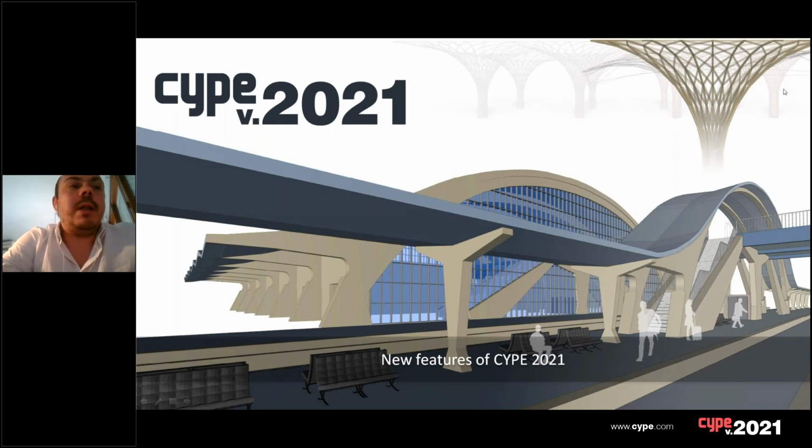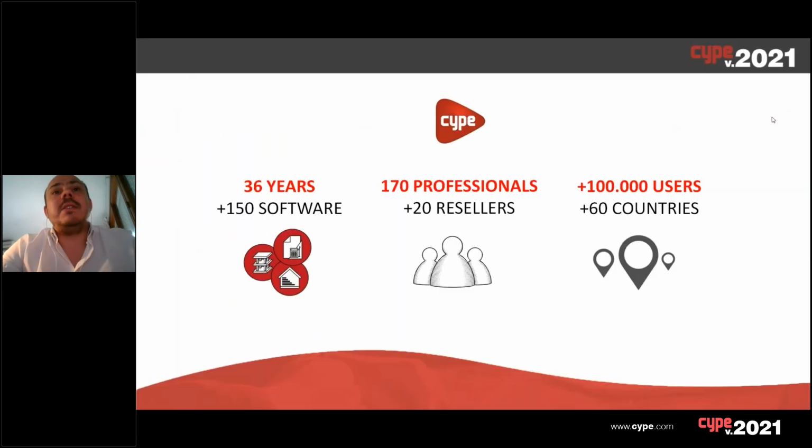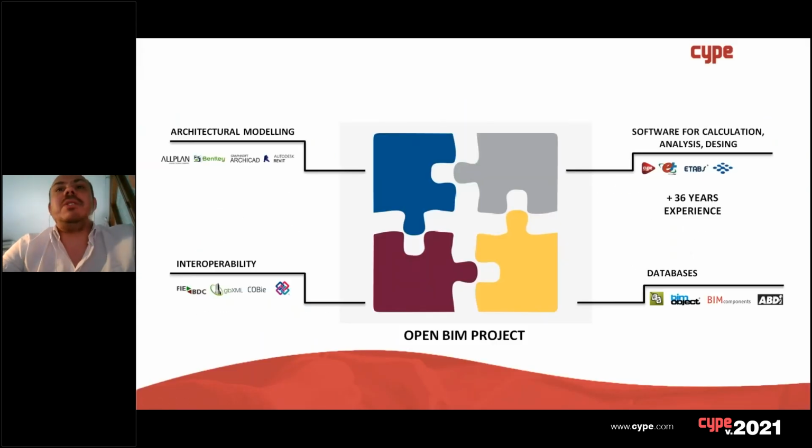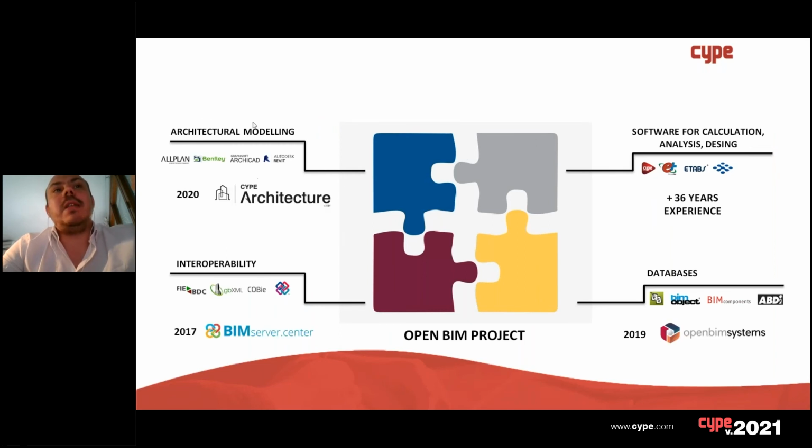And today we will be looking at the new features for the new structural solutions on our products. We have new tools in some traditional softwares, and we also have new softwares, so we have both situations. Yesterday we talked about architectural modeling with CYPE Architecture, and today we will be talking about calculation, analysis, and design of structures.